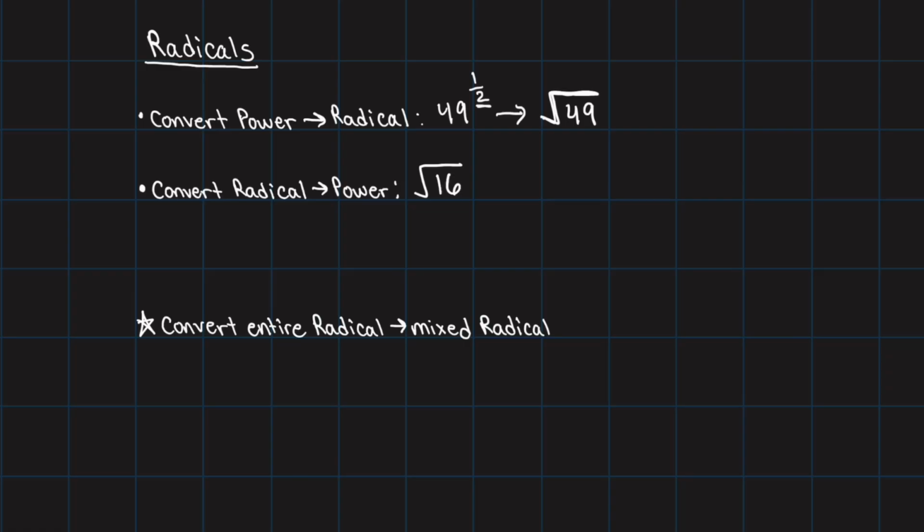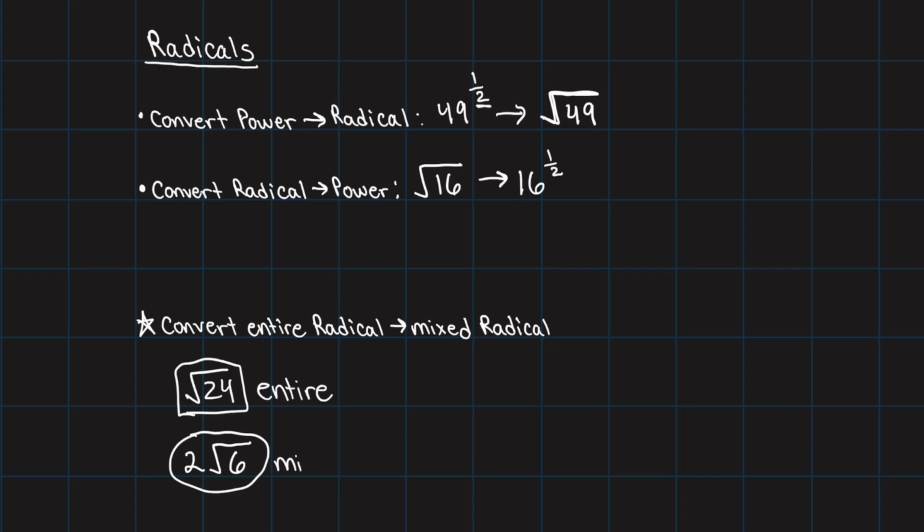If you have square root of 16, which is a radical, and you're asked to convert that into a power, this just means 16 to the power of 1/2. Now, this is where things get a little bit more interesting. If you are asked to convert an entire radical to a mixed radical, you need to know what that means. So if you have, say, the square root of 24, that is an entire radical. There's nothing else to really be done. That's just a radical. But if you have 2 times square root of 6, that is a mixed radical.